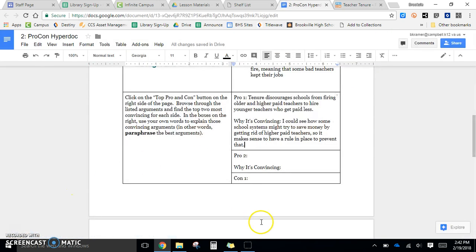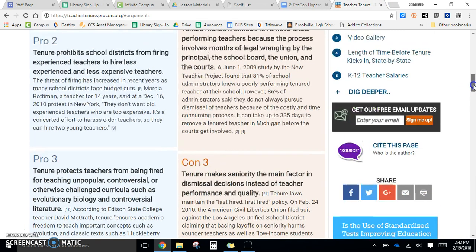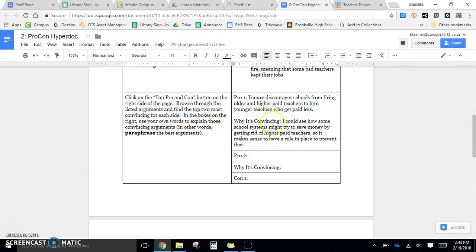Okay, so now that I've read through my list, I chose what I think is the most convincing argument for teacher tenure, which is this one right up here, that it prevents school districts from firing experienced teachers to hire less experienced and less expensive teachers. So I put that here in my own words, and what I did was I paraphrased, which means just to put it in my own words, that tenure discourages schools from firing older and higher paid teachers to hire younger teachers who get paid less.